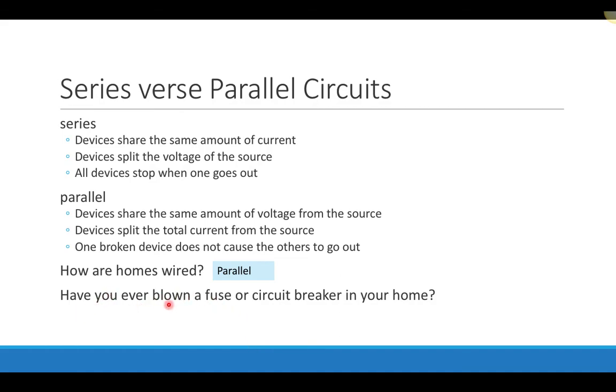And we could also ask the question, have you ever blown a fuse or a circuit breaker in your home? If you've ever blown a circuit breaker, and we're going to talk a little bit more about this, it causes a number of components in your house to go out, but you go back and just flip the switch and the current goes back on. So a number of devices can be connected to a particular circuit breaker.